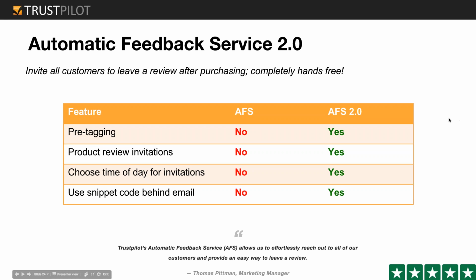And the other update, which is a small update but still very useful, especially for conversion rates of invitations, is you're able to just choose the hour of day you'd like the invitations to go out on, which is obviously useful for controlling when your customers receive their review invitation. And this is all done using snippet code, which sits behind that trigger email.